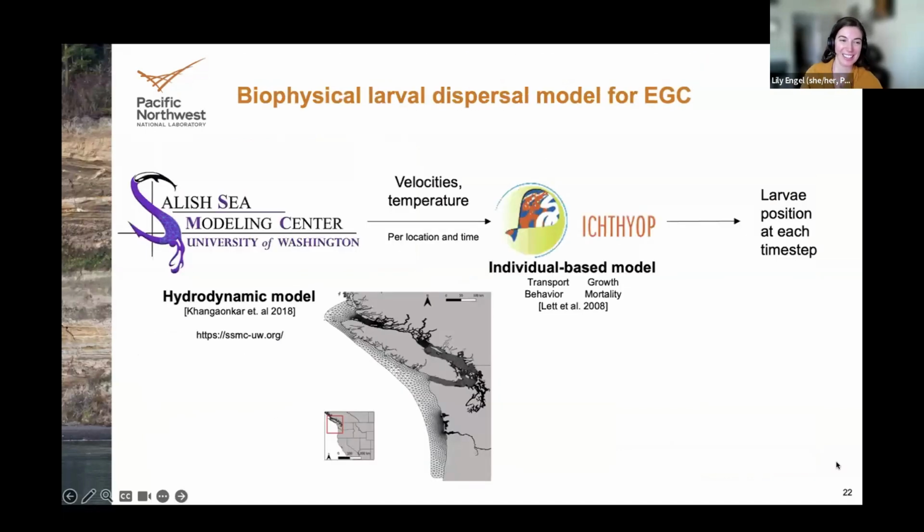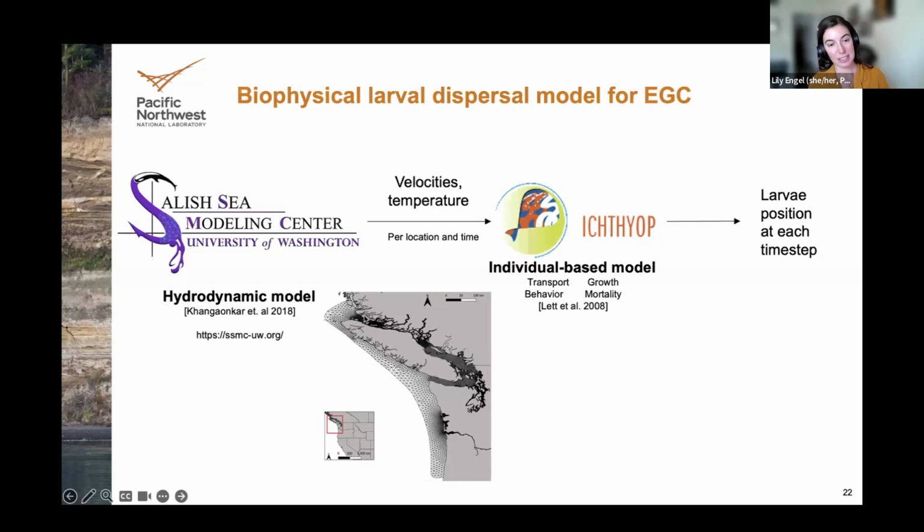Next slide, thanks. So the way we're doing this is we have a biophysical larval dispersal model. We used our hydrodynamic model from the Salish Sea Modeling Center. We use the Salish Sea model, and this is housed at University of Washington, Tacoma and Pacific Northwest National Lab. So our grid and our domain is shown at the bottom of the slide here. You can see that our domain goes from the Oregon coast up to north of Vancouver Island and then including within the Salish Sea.